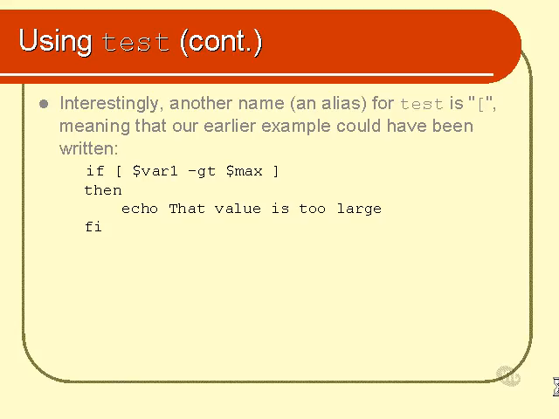And that's one of the curious features of the test program. If you use the alias of the open square bracket, then test will actually give you a syntax error if you forget to put in the closed square bracket. But if you just use the regular word test, then you don't need the closed square bracket. Let's just check that that actually works. I'm going to rewrite that little script that I just showed you. Let's have a look at that.